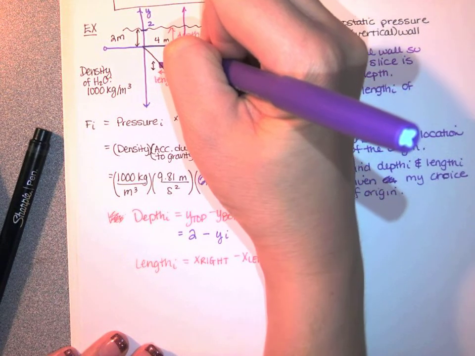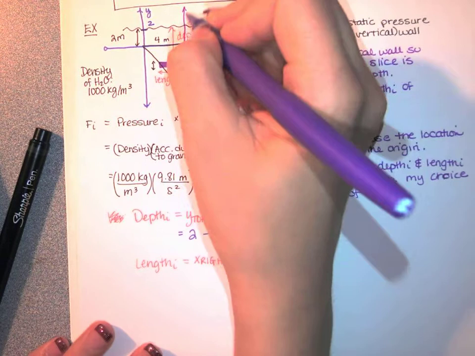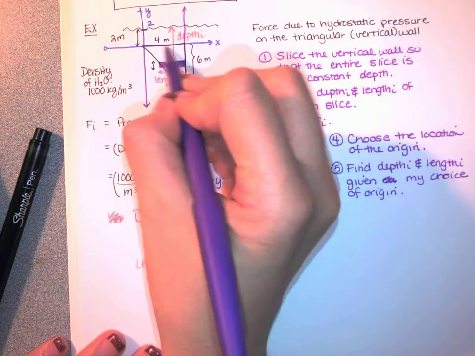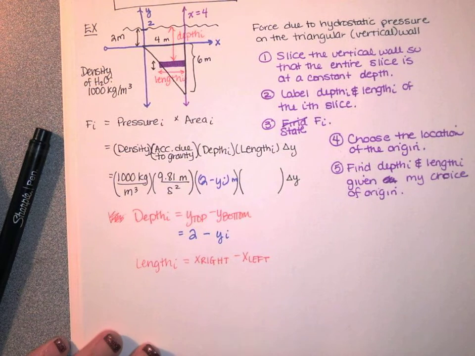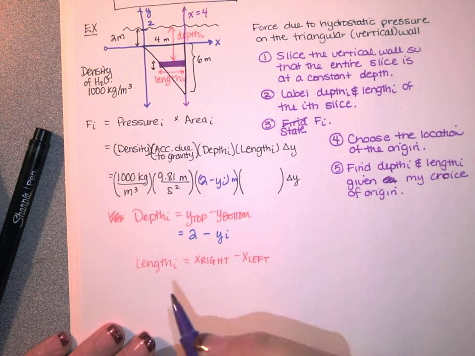On that right side, x is equal to a constant. That's 4 units from our origin, so that's x equals 4. So x on the right is just 4.